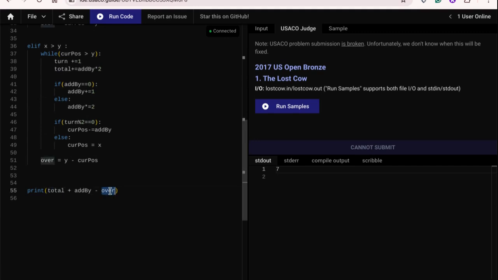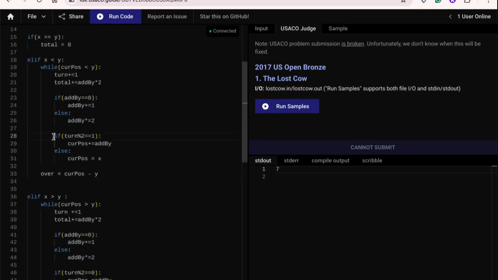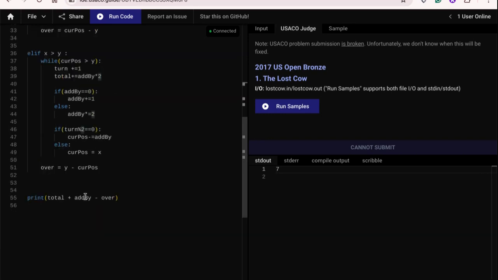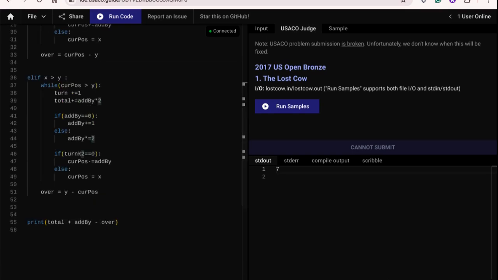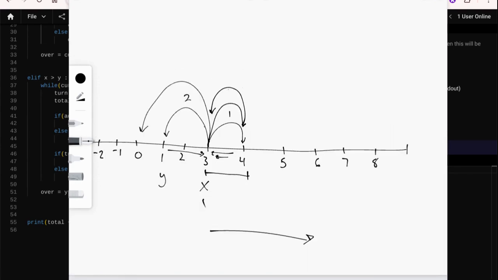Total minus over. But the reason we have plus add by is because in case he traveled this, curpos plus equals add by, and this makes curpos greater than or equal to y, then we want to go back and add by. If we don't, then we'll be missing the point at which he goes from his original position to the actual position, or greater than the actual position.